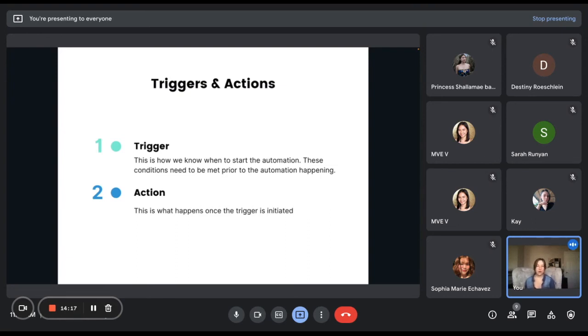So triggers are basically when we know that the automation needs to start. They usually have a certain set of conditions that need to be met. Once those are met, it triggers an action. That is the base of all automation. If this happens, then do this. It's relatively simple, I guess, in that particular way. So I do want to give a couple of examples of these, of things that we do in our actual business that most of you have probably already seen or interacted with in one way or another.